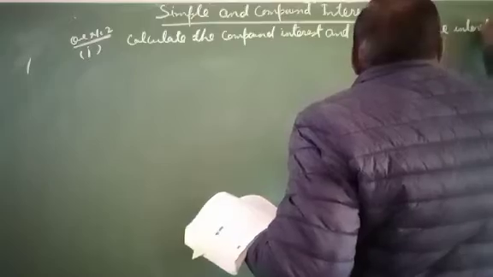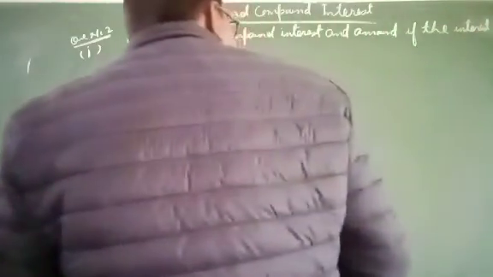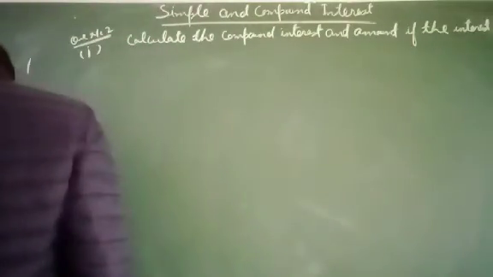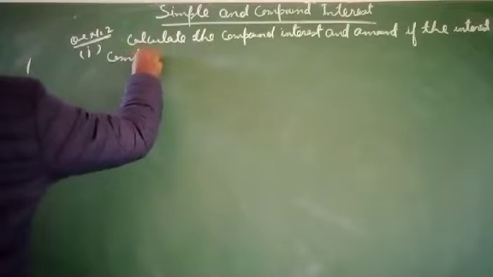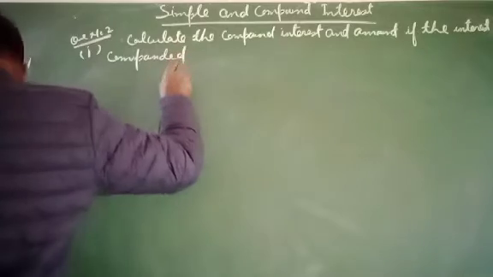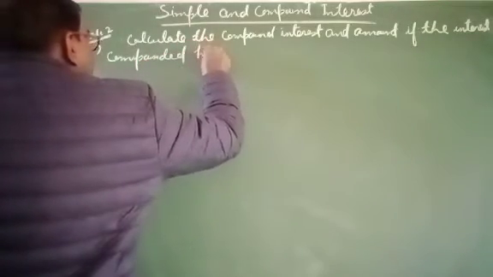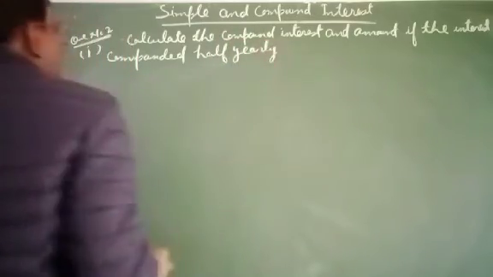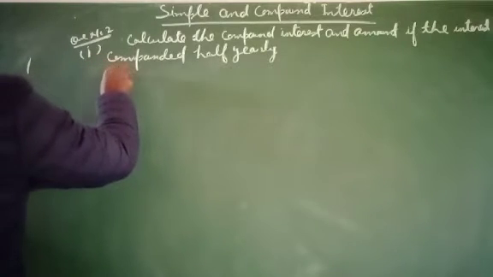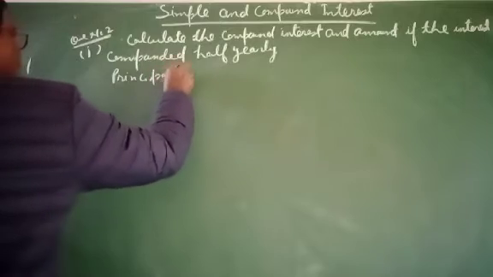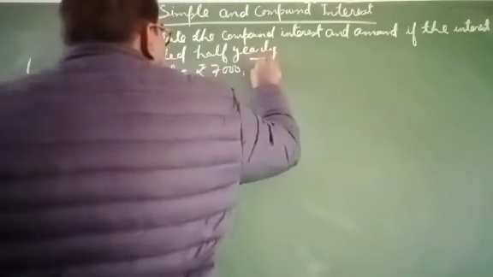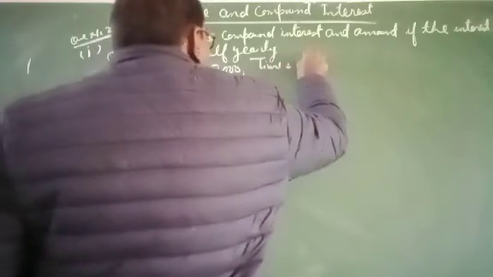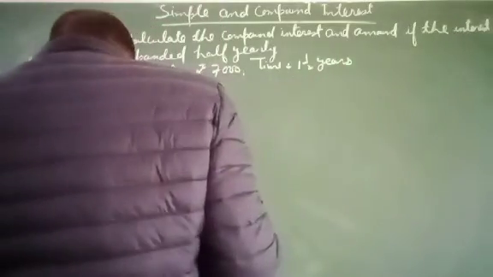compounded half yearly, principal equal rupees 7,000, time equal 1 whole 1 by 2 years, rate equal 12%.